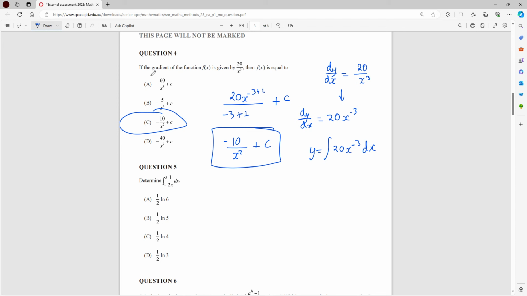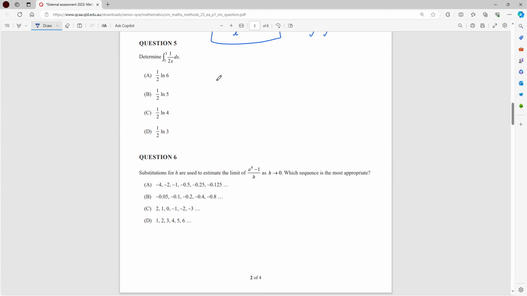So a key term that gave that away was gradient function of f of x, okay? A lot of people might have differentiated it because they had f of x, but it's all about the words they use there, okay? Let's take a look at question 5.